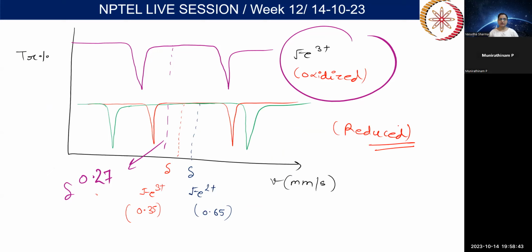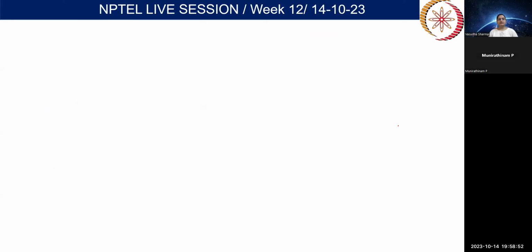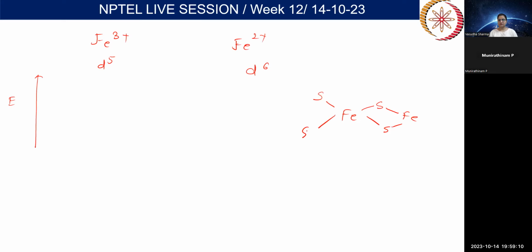Now the question was, why does iron in +2 have more splitting and iron +3 have less splitting? Now you tell me, iron in +3 and iron in +2, we know they have d5 and d6 electrons. Looking at this particular structure, I'm just writing S, that is cysteine sulfur only, what do you think, how would the splitting be?